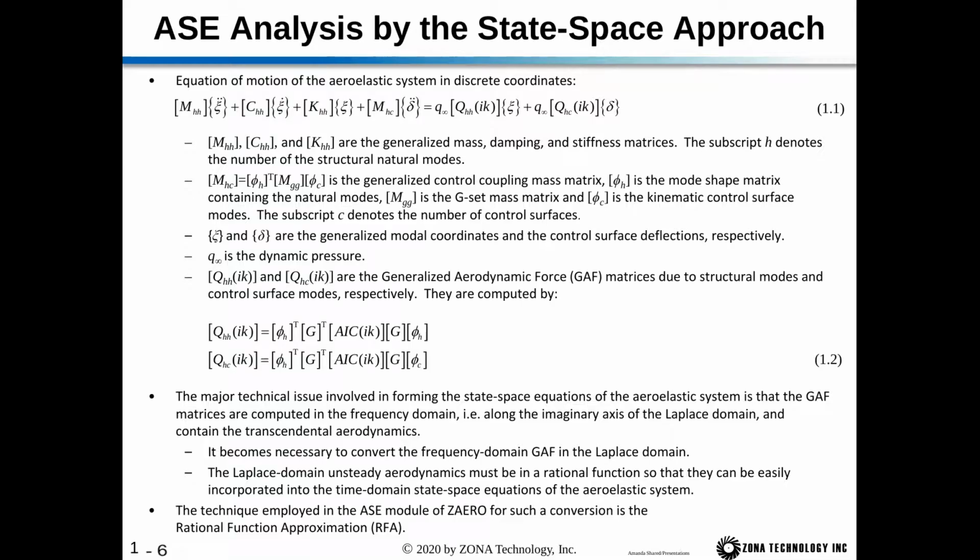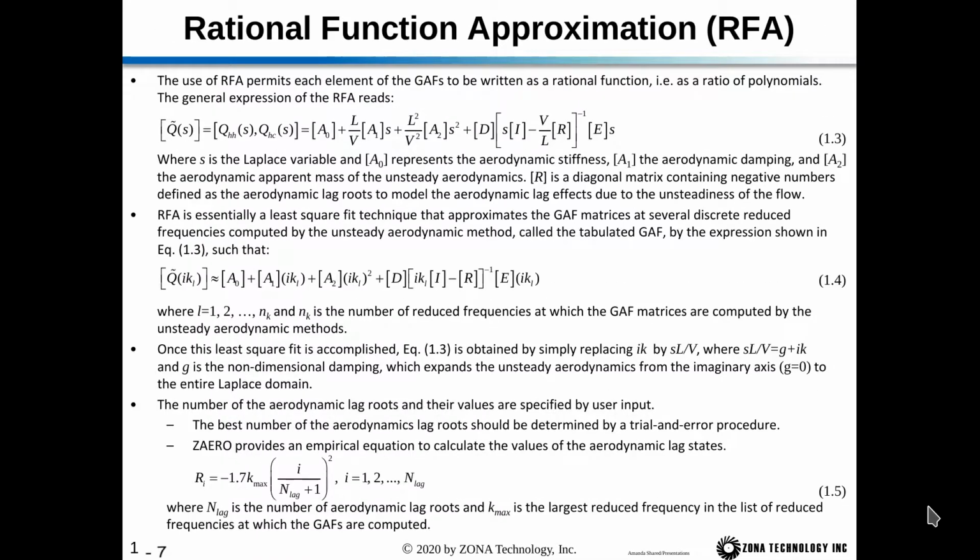And the technique employed in the ASE module of ZAERO for this conversion is the rational function approximation. So let's review that. The use of RFA permits each element of the GAFs to be written as a rational function, that is, a ratio of polynomials. So the general expression of the RFA is given here in equation 1.3, where Q tilde of S, which is the approximation, is given by this equation on the right-hand side.